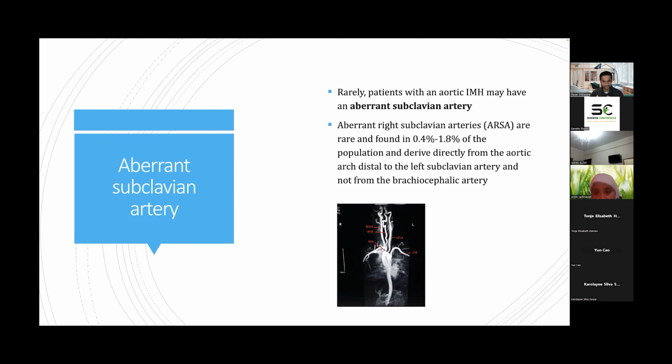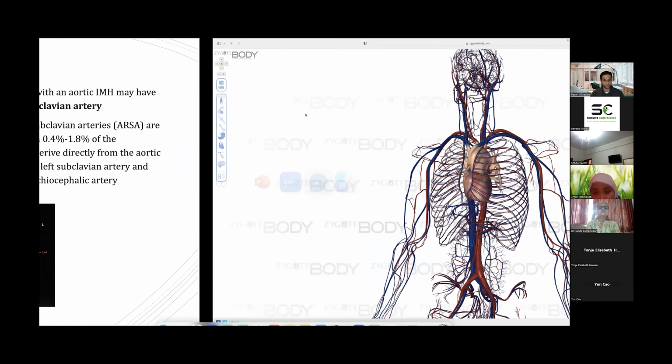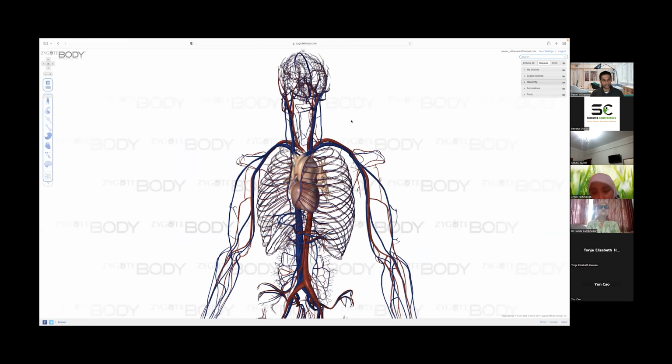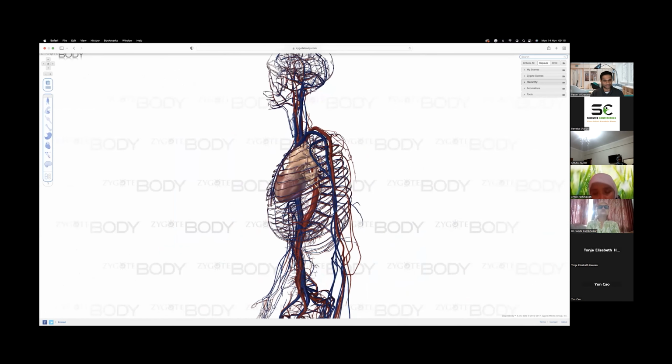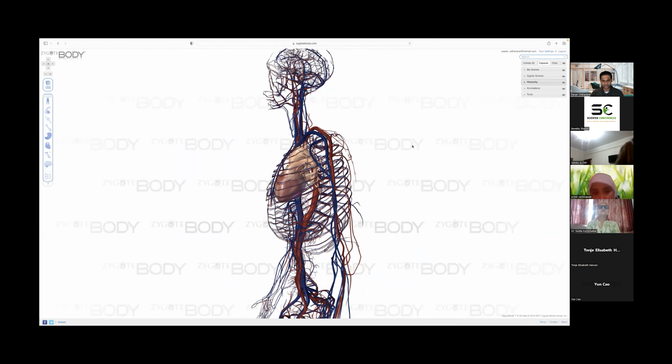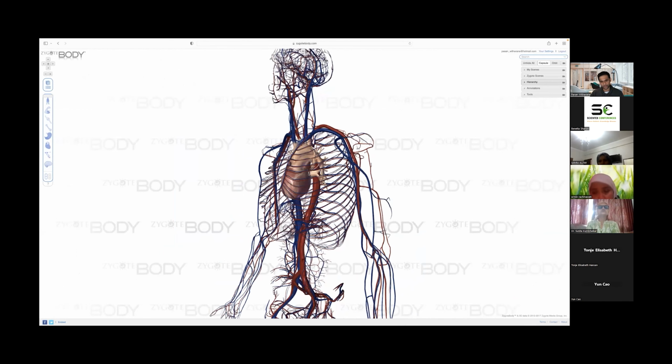What that means is that in most individuals, we get the right subclavian artery branching from the brachiocephalic trunk. To illustrate the point, I've got a little 3D sketch on the screen. I hope you can see my screen. What you can see here is the heart.